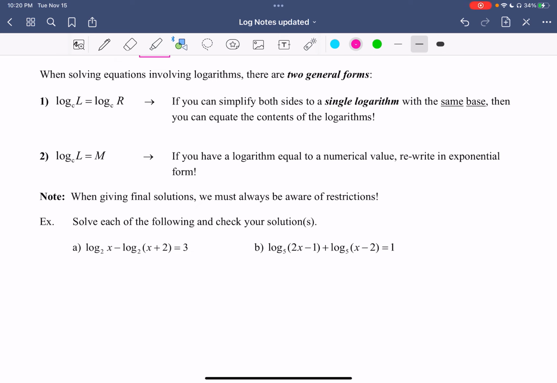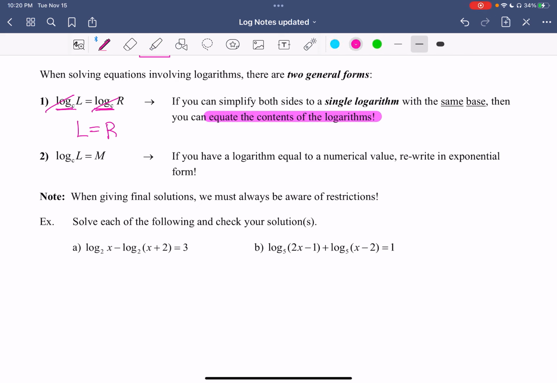If you can simplify both sides to a single logarithm with the same base, then you can equate the contents of the logarithms. So if you have two logarithms of the same base, so notice that we have log base c and log base c, two logs of the same base that are equal to each other, then basically they can cancel out, and all you have is the left argument equals the right argument. So all you need to do is equate the contents of the logarithms.